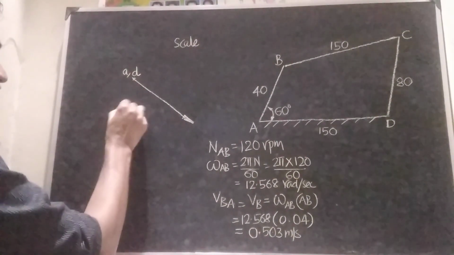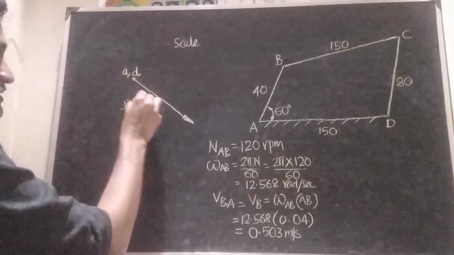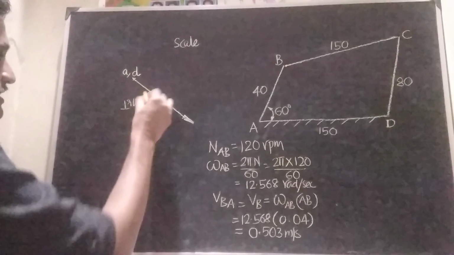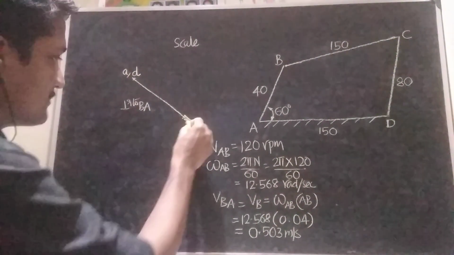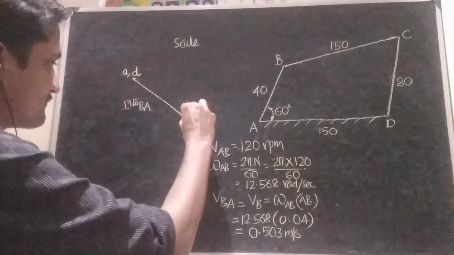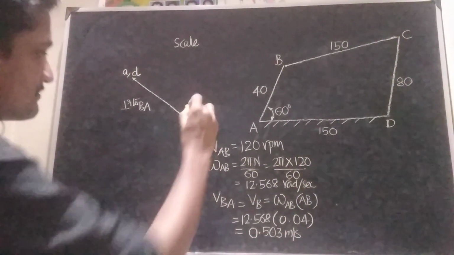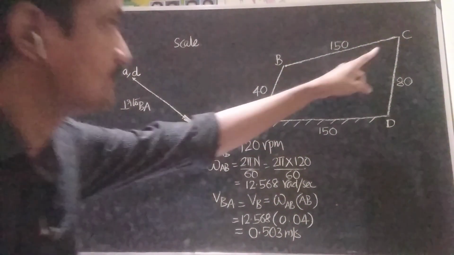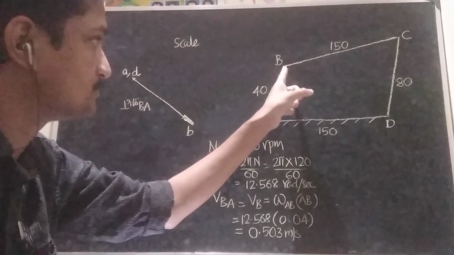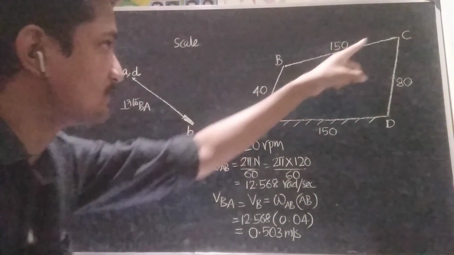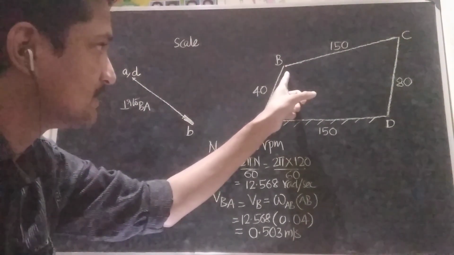This line must be perpendicular to BA, perpendicular to capital letter BA. Then this point will become point B, small letter b. In the next step, we can represent the velocity of C with respect to B. Here velocity of C with respect to B is the relative velocity of C with respect to B.